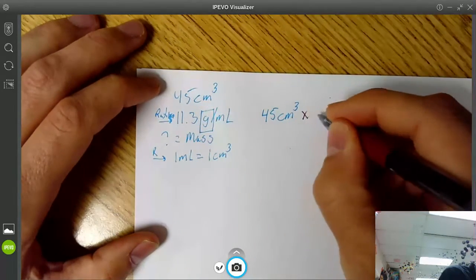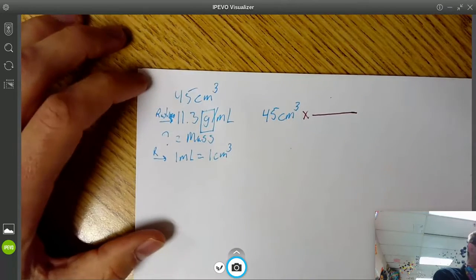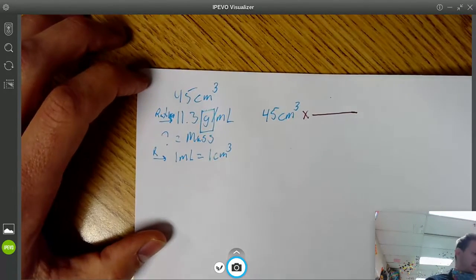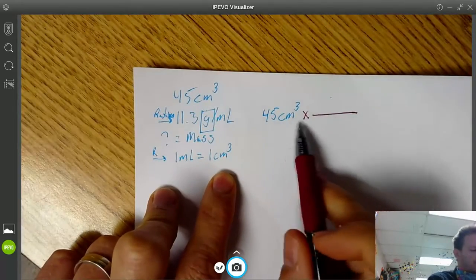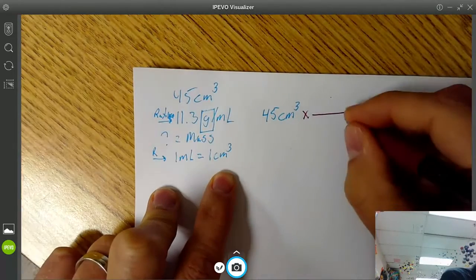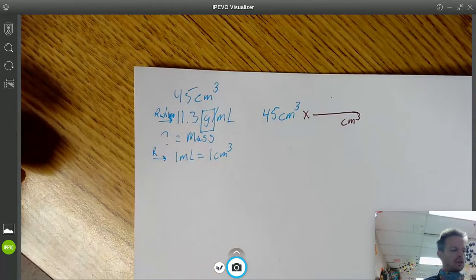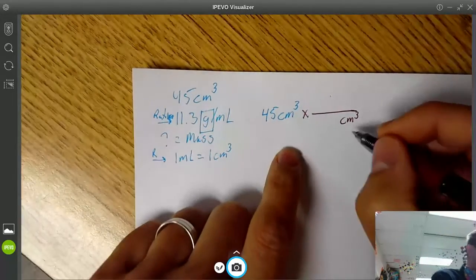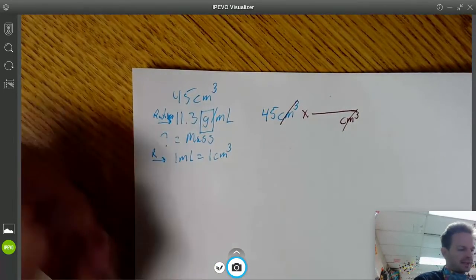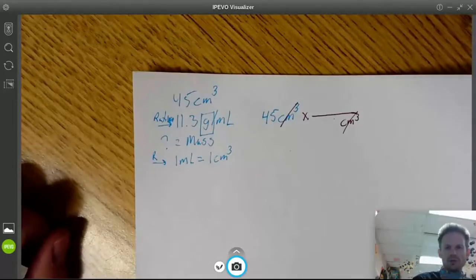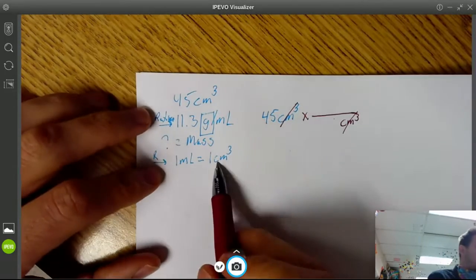I'm going to show you it in another way, and it kind of just depends what you like. But we're going to use this ratio. And knowing that we want to get rid of the centimeters cubed, I'm going to put centimeters cubed on the bottom. Because mathematically what this does is it cancels them out, and that's the goal. A centimeter cubed divided by a centimeter cubed is equal to 1. We got rid of it. That's exactly what we wanted.